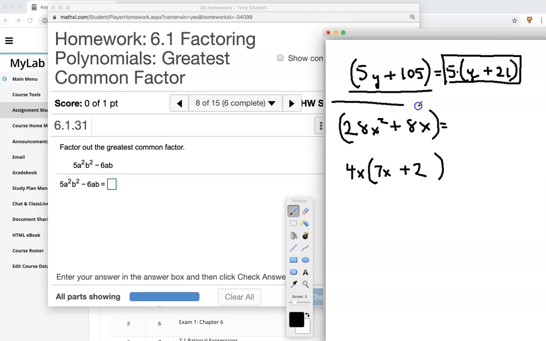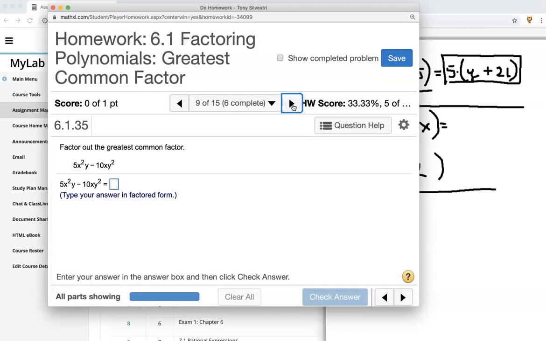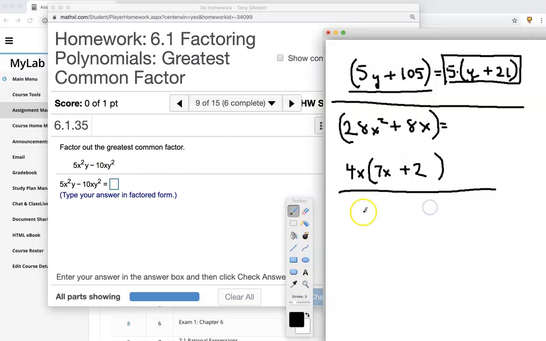Okay, let's try to separate this and separate this. And I'm going to do one that's a little bit bigger, I think. I'll do number 9, because I think this is the first time we saw a minus sign. So let me do number 9. 5x squared y minus 10xy squared. That's one big bundle.